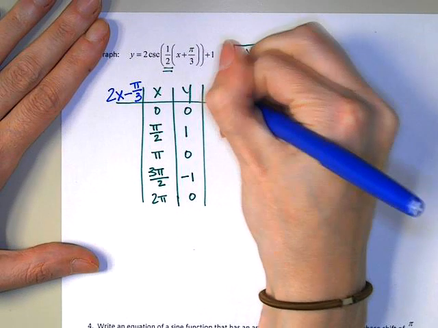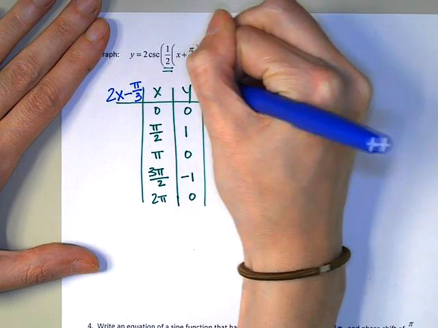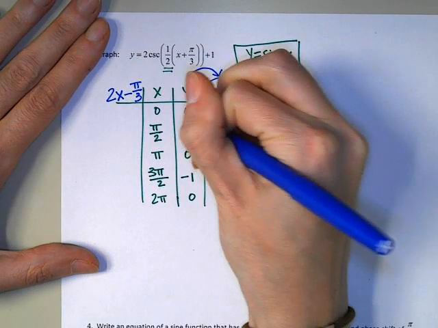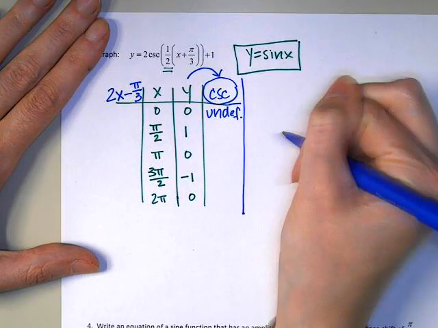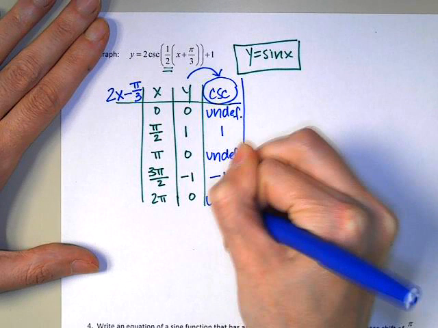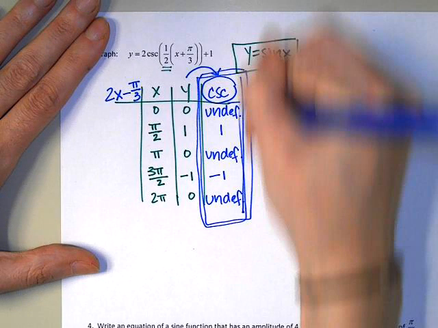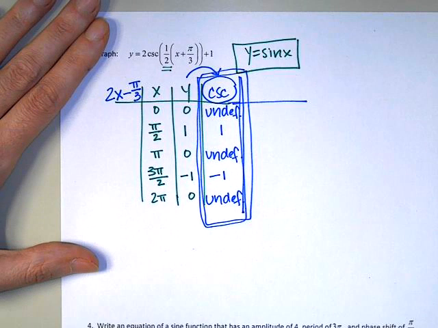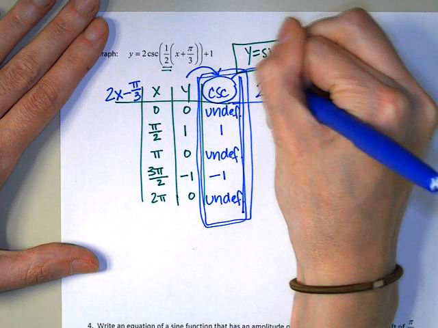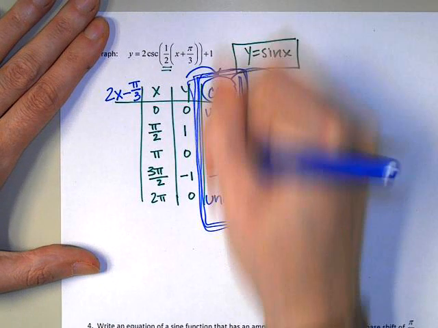But let's get our cosecant values first. And remember, cosecant is going to be the reciprocal of sine. So reciprocal of 0 is undefined, asymptote. Reciprocal of 1 is 1, reciprocal of 0 is undefined, asymptote, negative 1, undefined, asymptote. Okay, now from cosecant, let's apply our y shifts. Multiply by 2, add 1. So multiply this guy by 2 and add 1. And when I say y, I'm talking about this one.